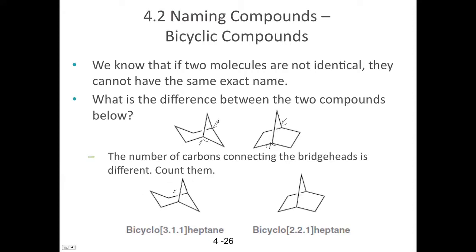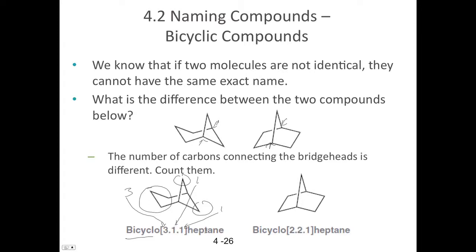So let's count them. So between these 2 carbons here, we have 3 sets of numbers to worry about. Okay, we have 1, 2, 3. So here you have 3 carbons. Here you have 1 carbon. Here you have 1 carbon. See? Look at this. 3, 1, 1. Cool, huh? What is your name here? Bicyclo. Always first for bicyclic compounds. Bicyclo 3,1,1 heptane.